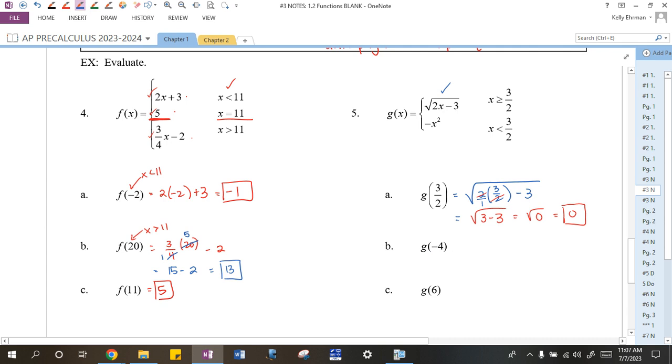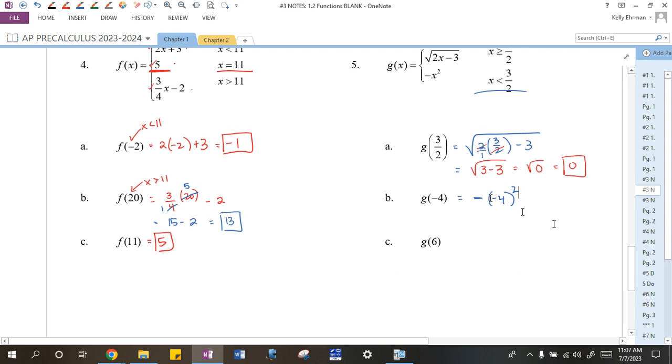g of negative 4. Negative 4 is a number that is less than 3/2. So we're plugging into negative x squared. Again, common mistake. I just talked about this in the previous problem. You can't change the negative to a positive. You've got to square negative 4 first, and then multiply by this negative 1. The answer is negative 16. Basically, negative x squared has to come out negative no matter what, unless you're plugging in 0.